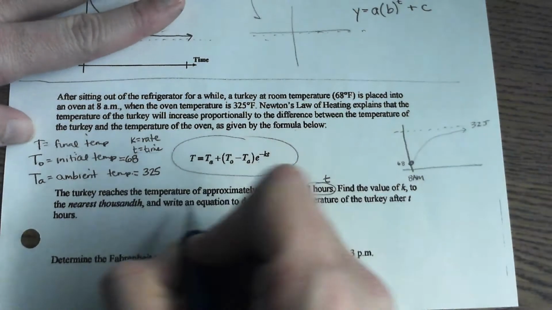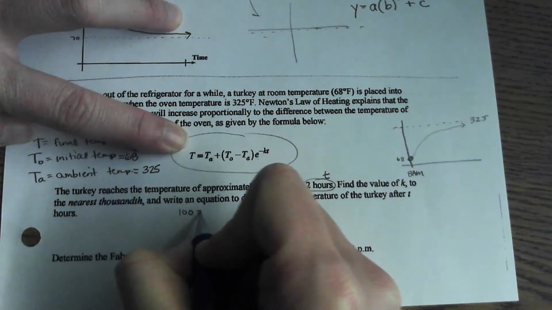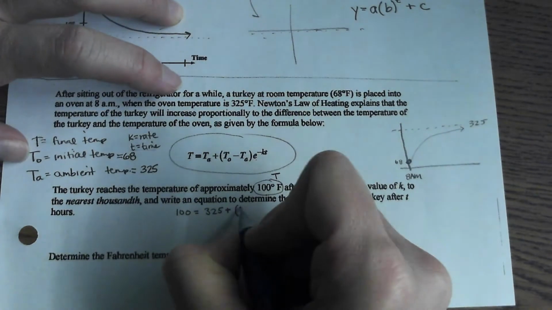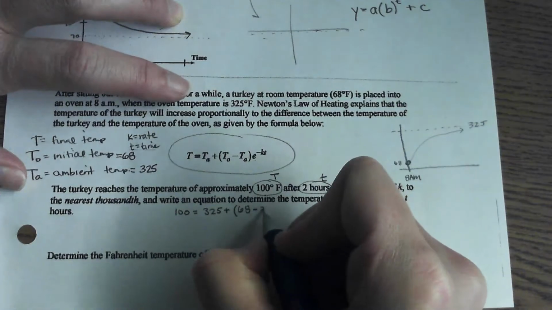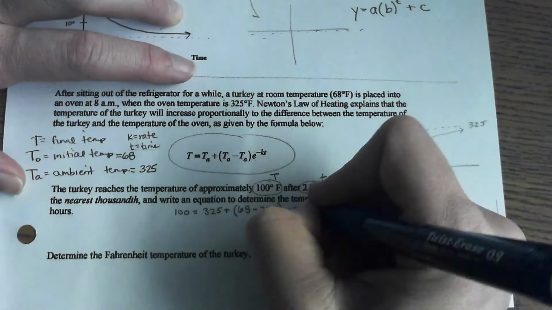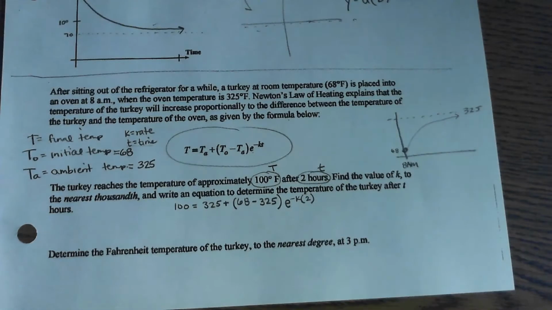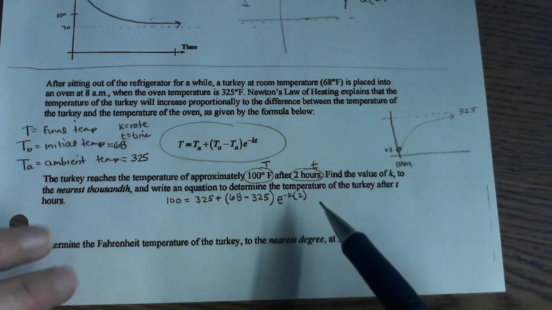So plug in our final temperature. T is 100. Ambient temperature is 325, plus T sub 0 is 68, minus 325, e to the negative k times a t value of 2 hours. Now, we're going to solve for K. And K is really going to be a constant that is wrapped up with the rate at which this turkey is increasing. It's almost like the rate from your PERT formula.